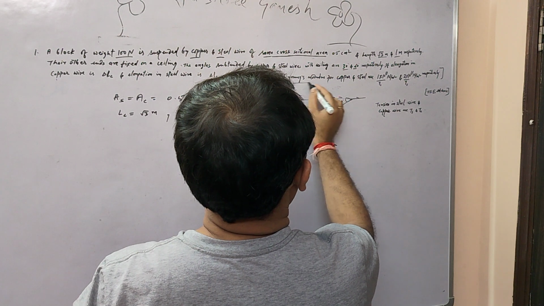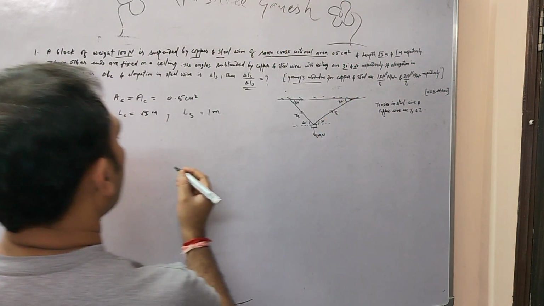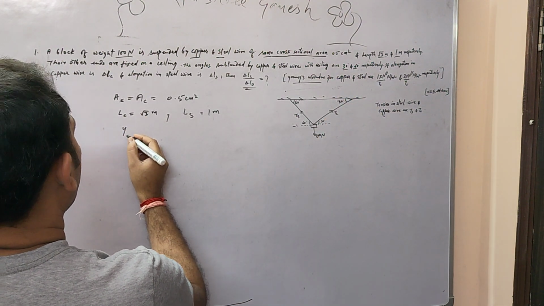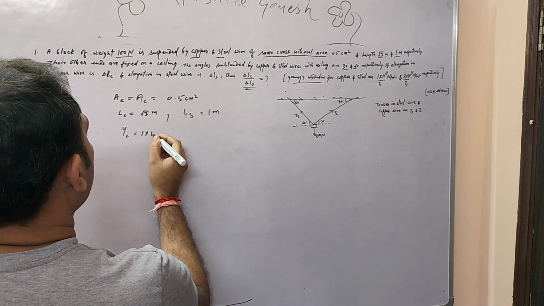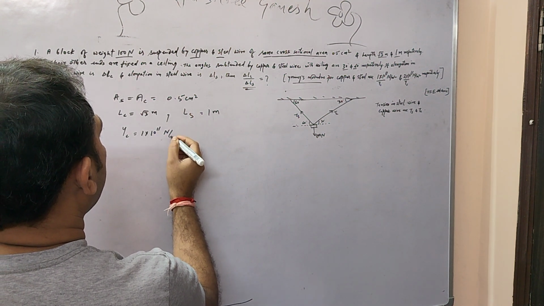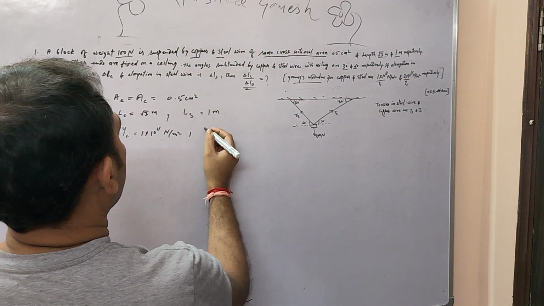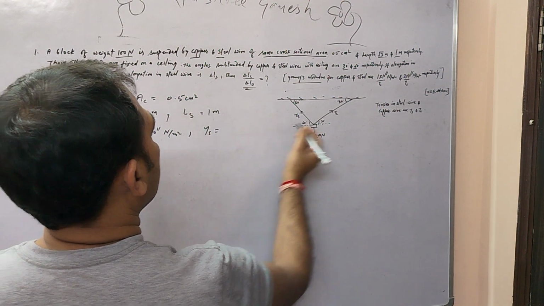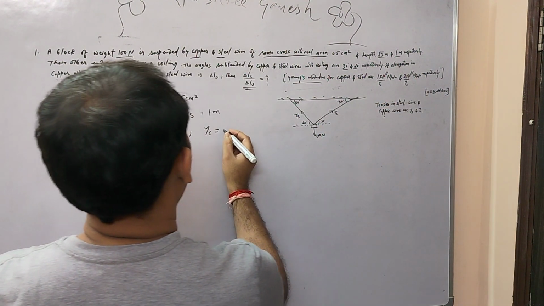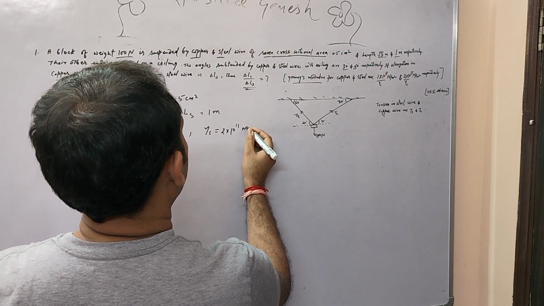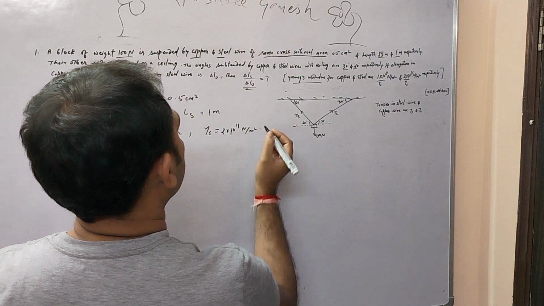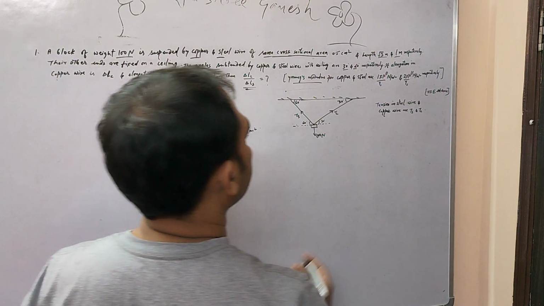We are given Young's modulus YC and YS. YC is equal to 1 into 10 to the power 11 Newton per meter square and YS is equal to 2 into 10 to the power 11 Newton per meter square. Okay.